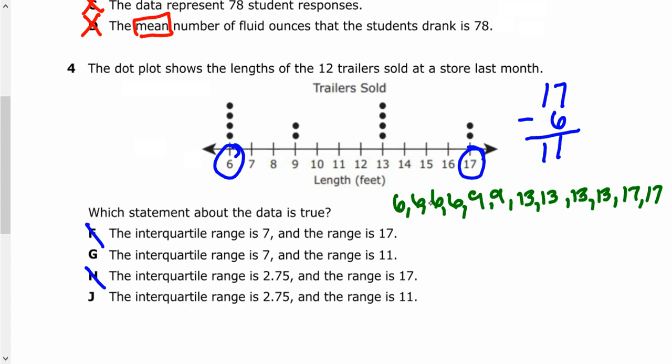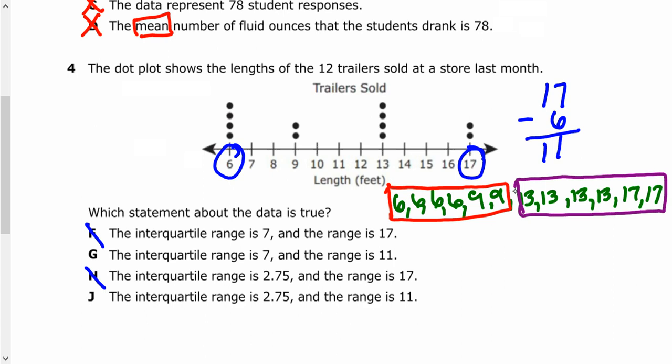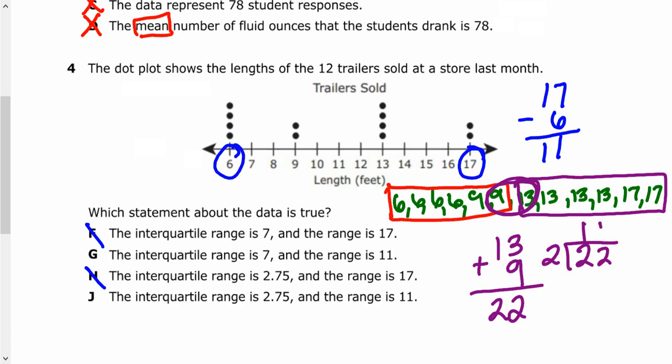Let's find the median. 1, 2, 3, 4, 5, 6, 7, 8, 9, 10, 11. There's 12 numbers. So 1, 2, 3, 4, 5, 6. These 6 take care of the bottom half. These 6 take care of the top half. And we've got to find that median. So from 9 to 13, I need to find the number between those. So I'm going to add them. I get 22 and divide it by 2, which gives me 11. Okay, so I have my median.